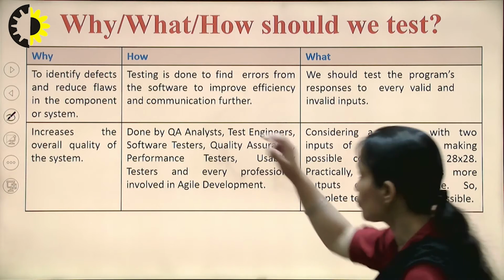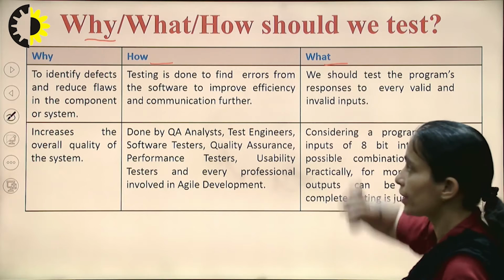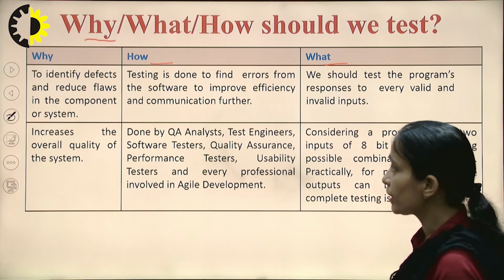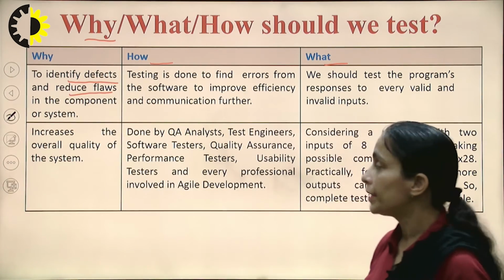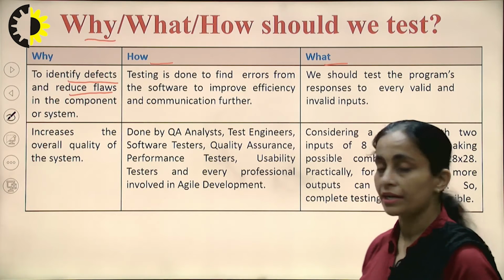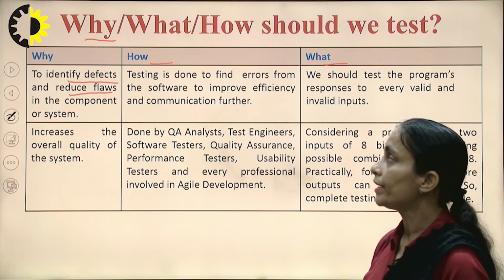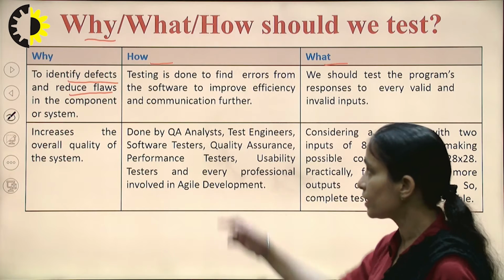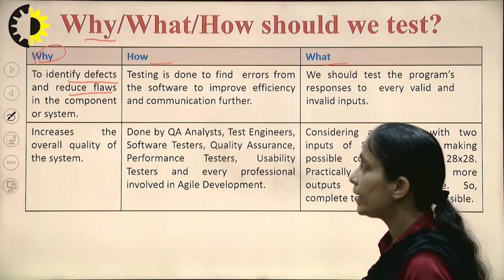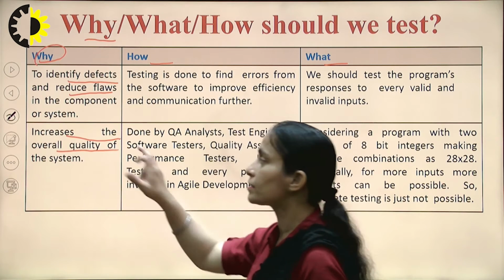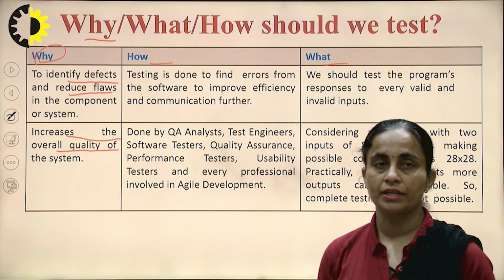Then the question comes: why we should test, how we should test and what we should test. Starting with why we should test: we test to identify the defects and reduce the flaws of the system that we have built, or, if we are talking about a component of the system, to identify the defects in that component. That is the reason for performing testing. This testing also increases the overall quality of the system because errors are identified in advance, before the software product is delivered.